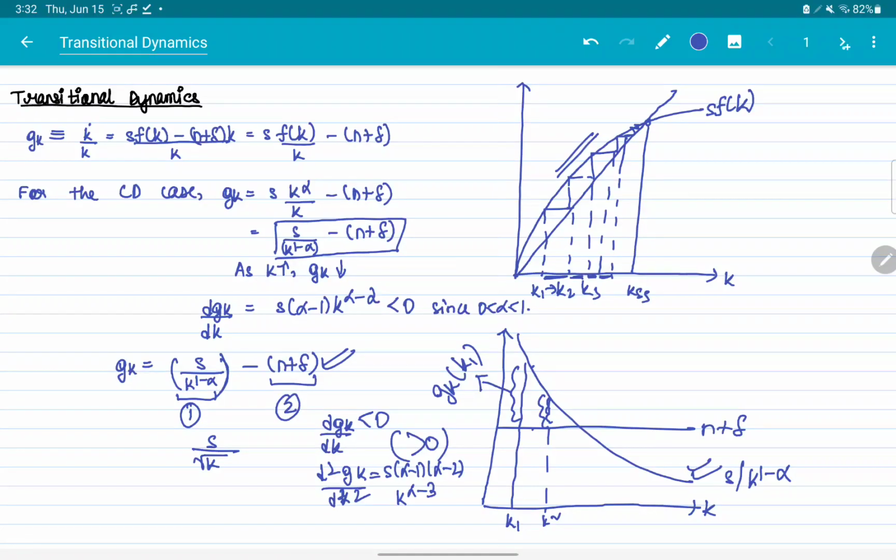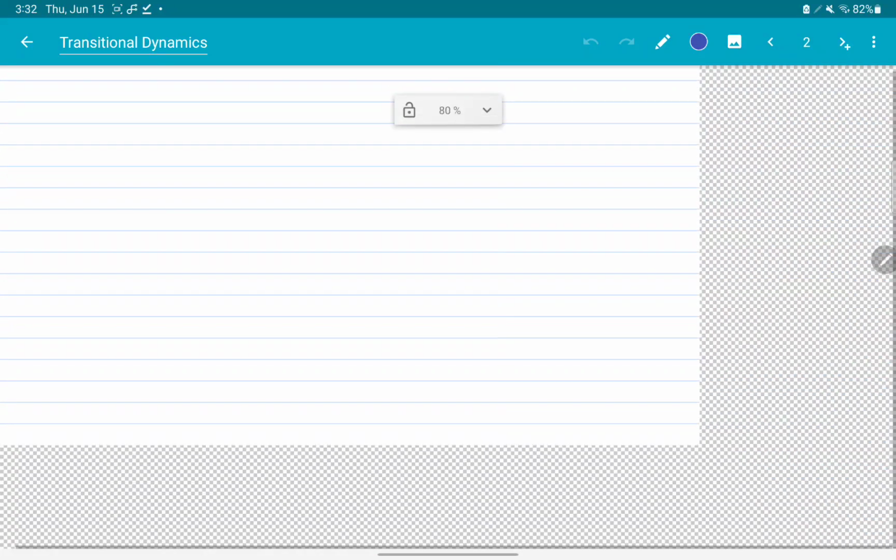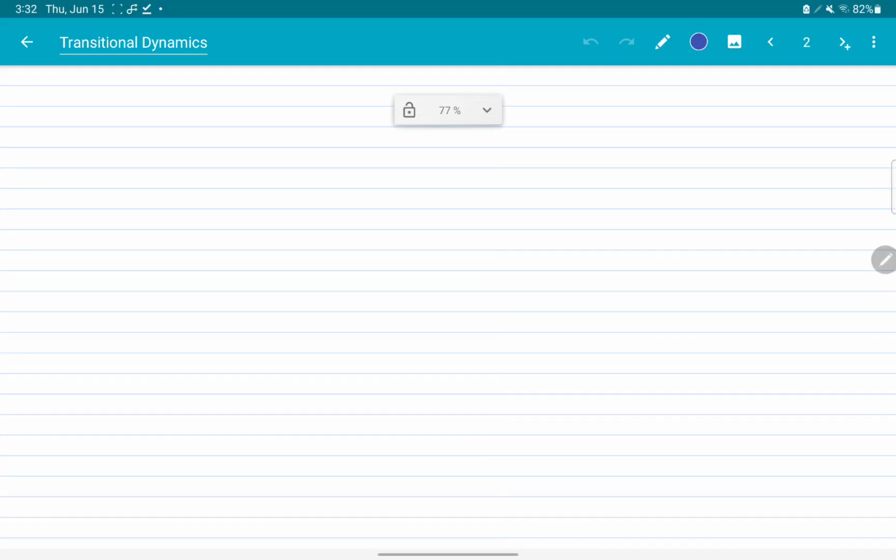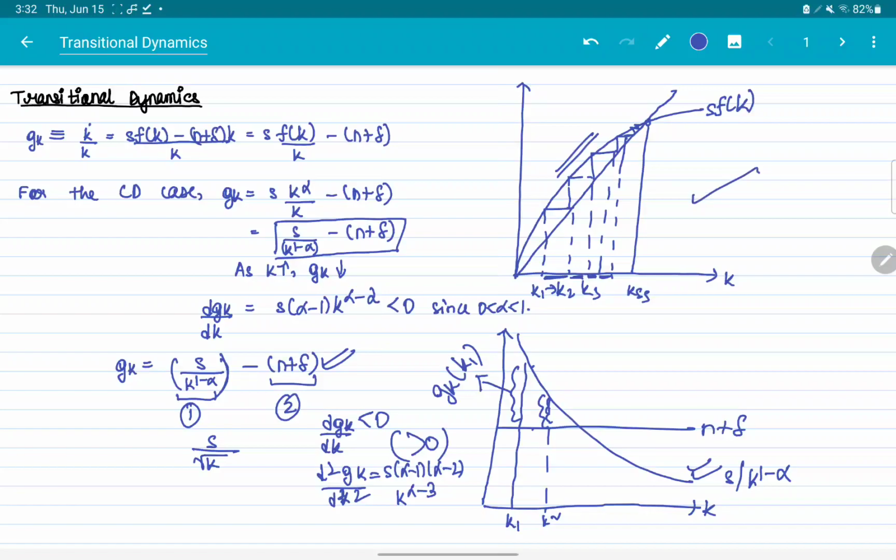Let's prove this now for the general case. Is it really true, or is it just true for the Cobb-Douglas function? You saw that when you looked at this diagram, this decrease in growth rate is being caused by the curvature here of s k^(1-alpha), here of s f(k). And we know that f(k) is a concave function, by assumptions made on the Solowian extensive form production function.